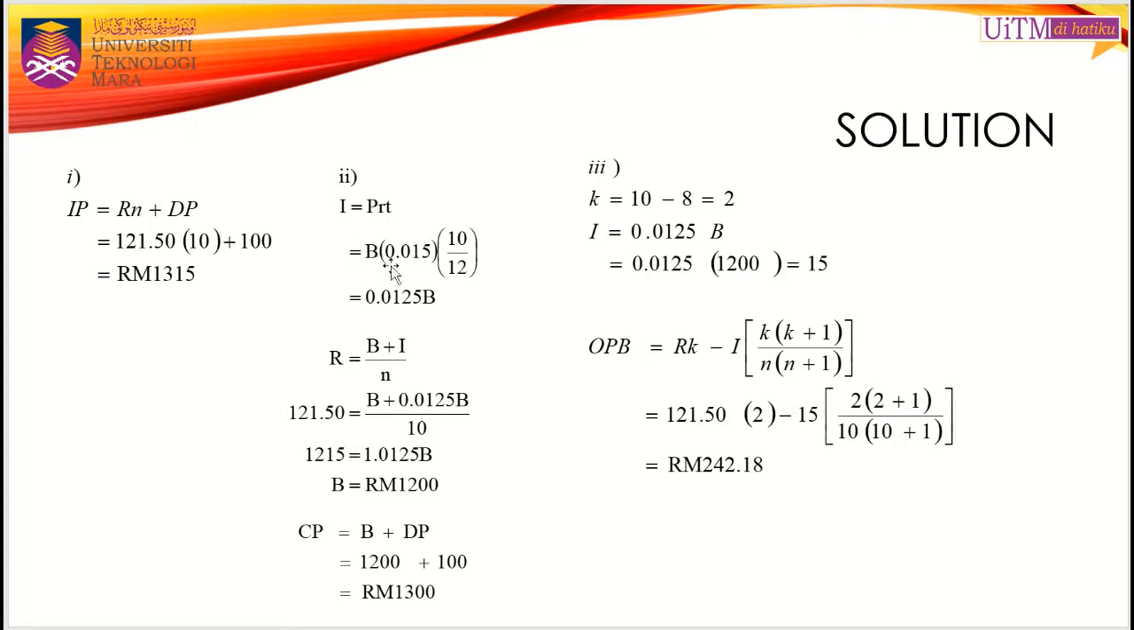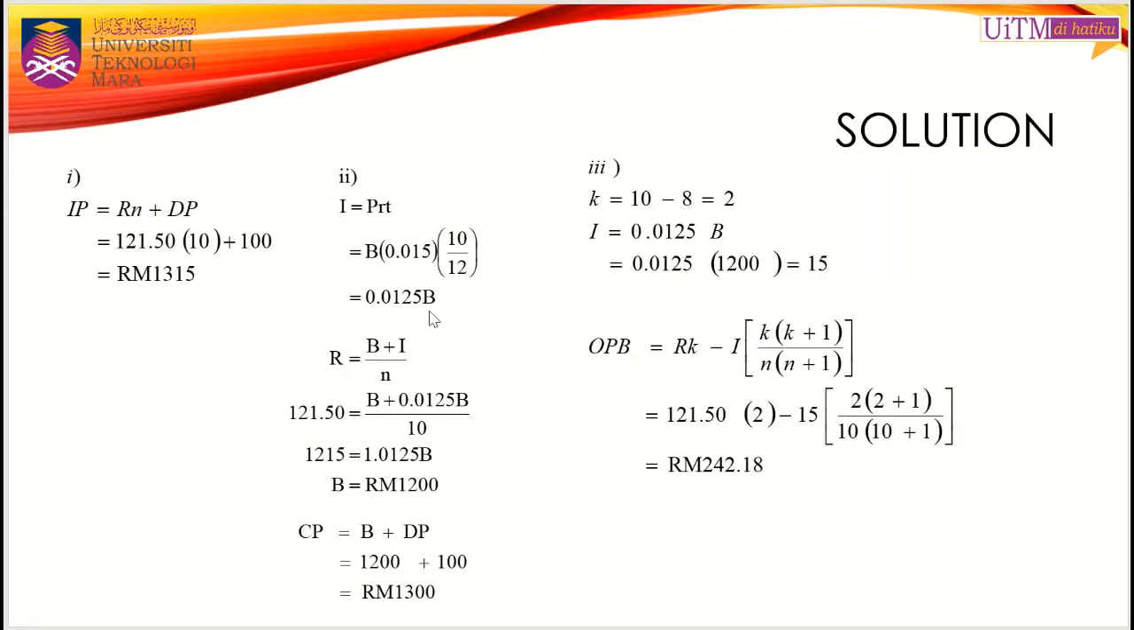And then R is equal to 0.015, and T here is 10 over 12. Why 10 over 12? Because remember that your N is equal to 10 months, but your T must be in the form of years. So you have to convert months into years. To convert months into years, you divide by 12, so you get 10 divided by 12. Altogether, when you calculate all these things, you get I equal to 0.0125 B.